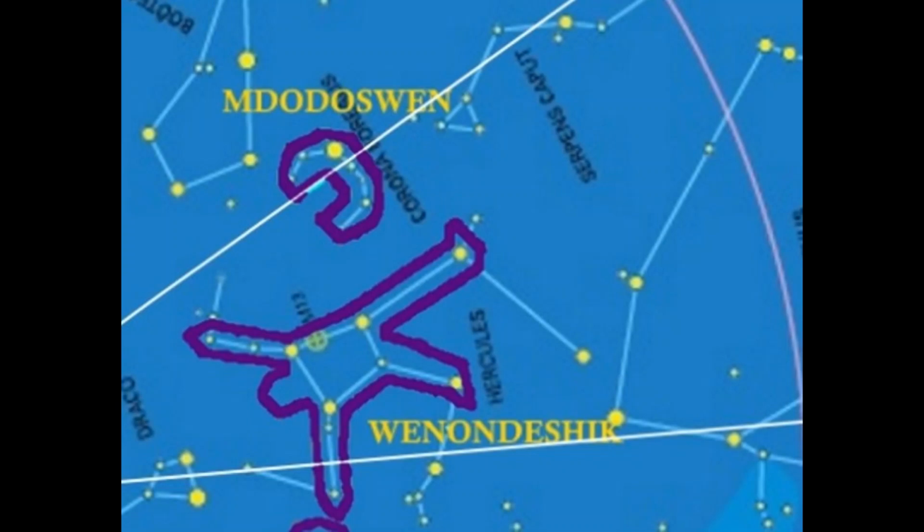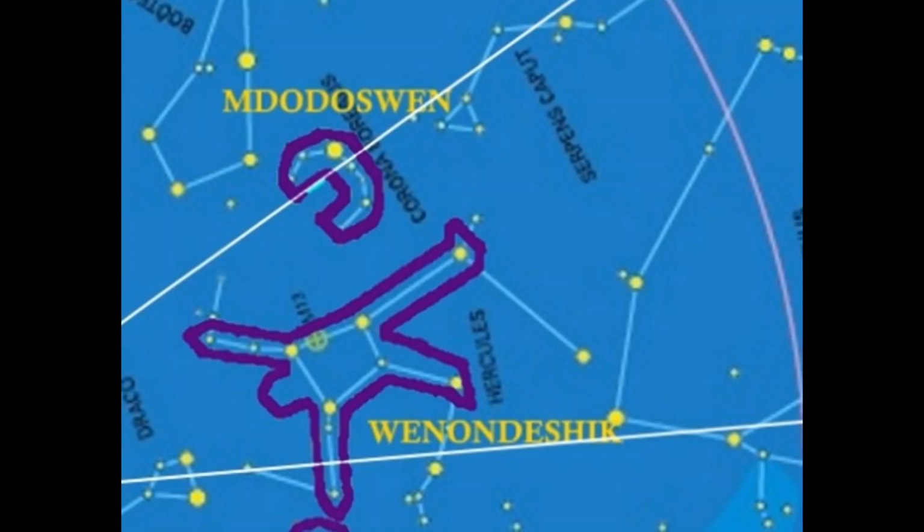Next to the Mdodoswin, or sweat lodge constellation, you will see what is known as the Hercules constellation. We call this Wanondishik, as one who appears to be exhausted. This is depicting the person that was on the fast for 4 days and then went in the sweat lodge and came out and he is physically exhausted.